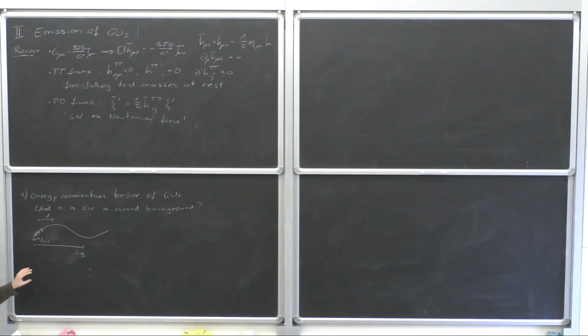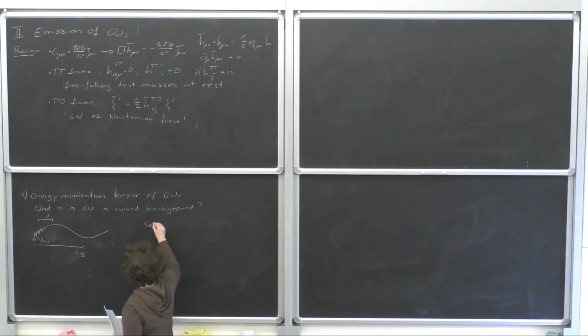And this is really necessary, right? Because you cannot even talk about gravitational waves if you don't have some sort of scale separation to distinguish what is background and what is the gravitational wave. So we really need this separation of scales.